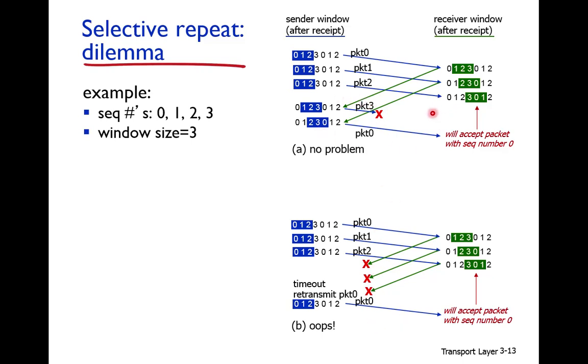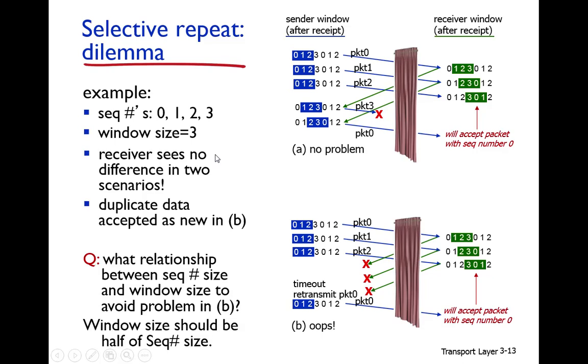Here figure A is correct, there is no problem, but figure B is wrong, because packet 0 is not the fifth packet. Packet 0 is the first packet, retransmitted, and packet 0's acknowledgement is lost. So this problem happens. This is a problem.